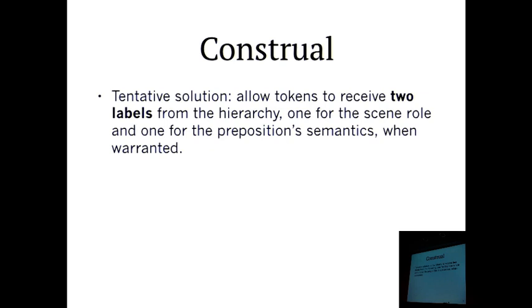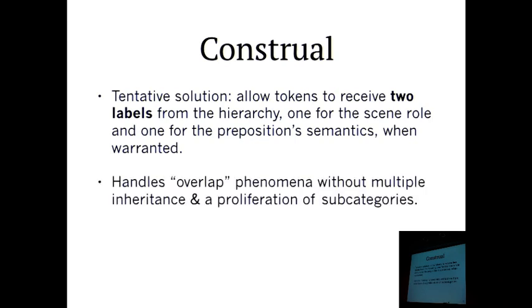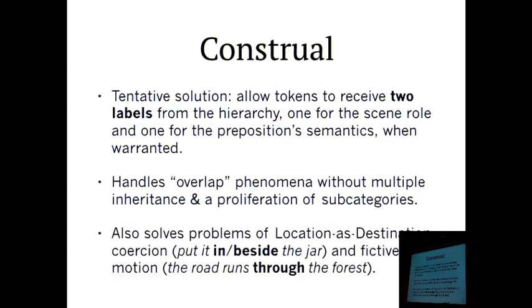So our tentative solution is now to allow tokens to receive two labels when it's warranted. These labels are both from the hierarchy, so it's not like we have two different hierarchies. We have one hierarchy, but we try to handle these overlap phenomena instead of using multiple inheritance, which created a whole lot of very fine-grained categories before. We think we can capture a lot of this by marking two labels on the token. It also solves these vexing problems like location as destination coercion.